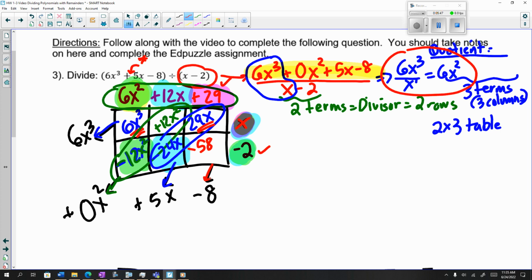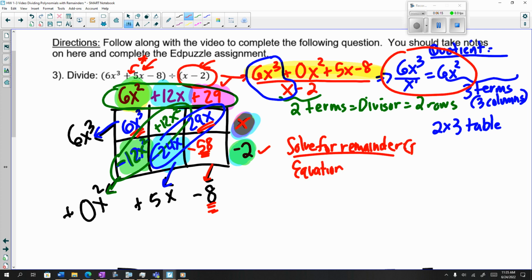So basically what this is telling you, because this box did not equal negative 8 for your constant term, is that we have a remainder. That means x minus 2 is not a factor of 6x cubed plus 5x minus 8, because it has a remainder. So we actually have to go solve for the remainder. To do that, we're going to set up an equation. The equation to solve for the remainder, which I'm going to call R, is going to go in this box.